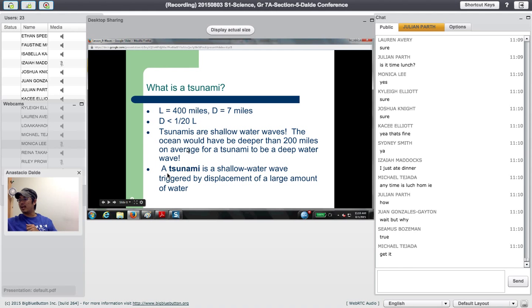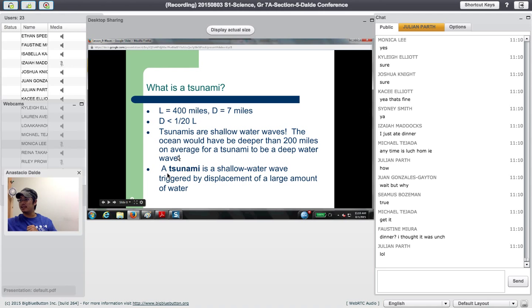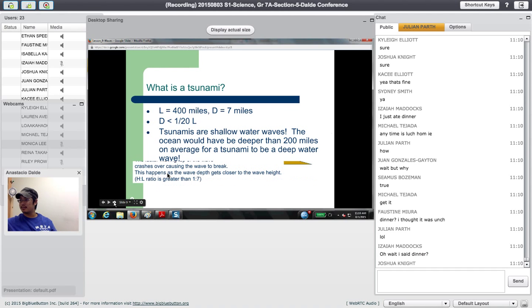The ocean would have to be deeper than 200 miles on average for a tsunami to be a deep water wave. A tsunami is a shallow water wave triggered by a displacement of a large amount of water. And when we say displacement, we discovered that the best way to displace the water would be an earthquake. We talked about this in the science experiment.